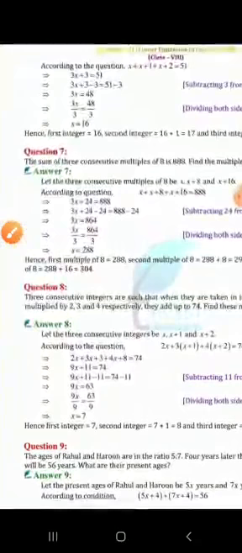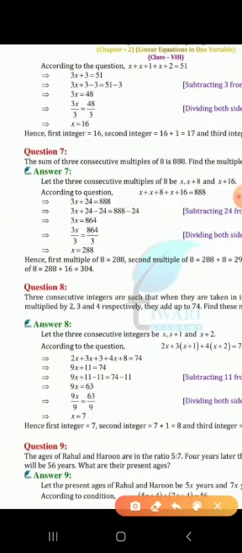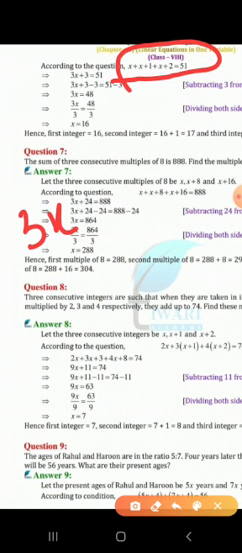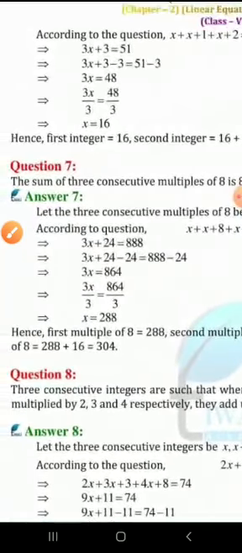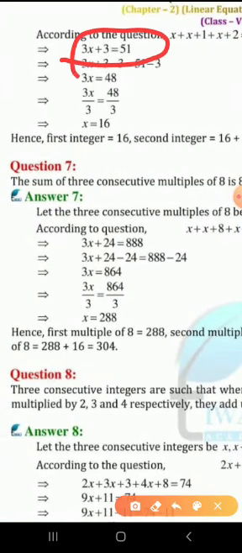So these 3 integers we will add. How? x plus x plus 1 plus x plus 2 equal to 51. This is how we have formed the equation. Now all the like terms we will add. See how many times x is coming? x plus x plus x, so it will become 3x. And how many numbers are there? 1 plus 2, that is 3, equal to 51. So here clearly we have 3x plus 3 equal to 51.